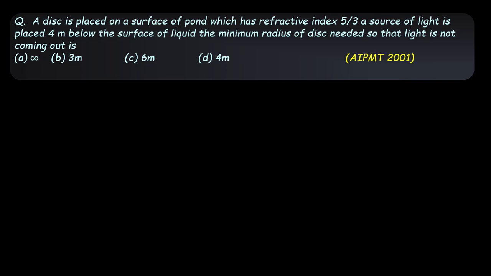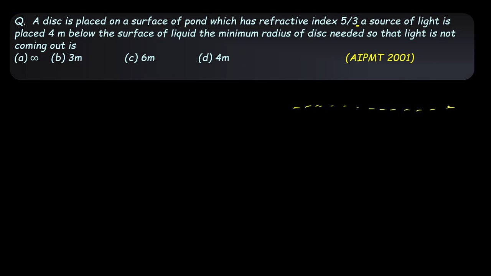Okay, let's read the question. A disk is placed on the surface of a pond which has refractive index 5 by 3. A source of light is placed 4 centimeter below the surface of the liquid. Find the minimum radius of the disk needed so that the light is not coming out. Now you see, if the light is not coming out, definitely there will be total internal reflection maybe.